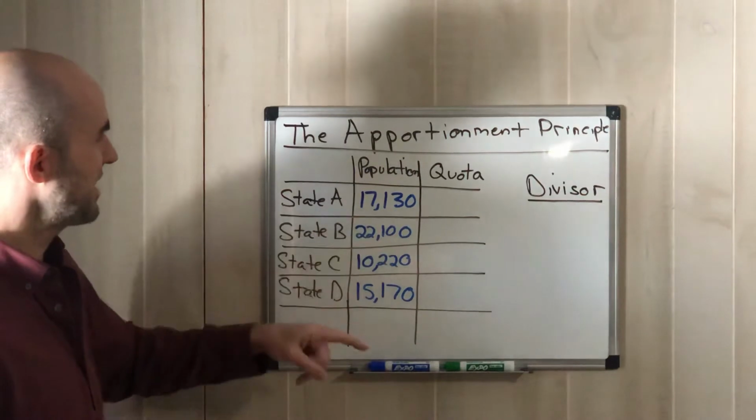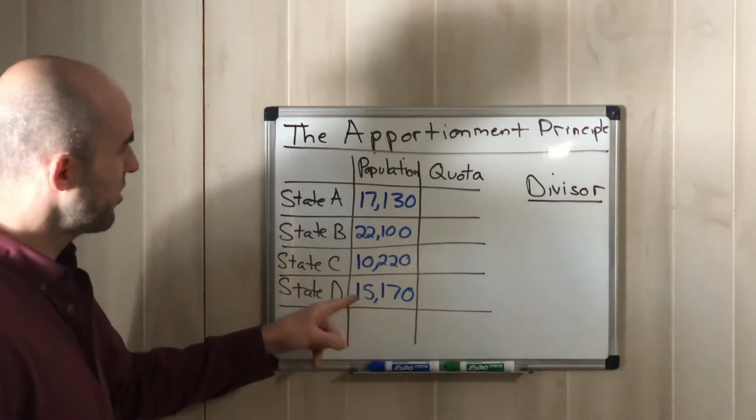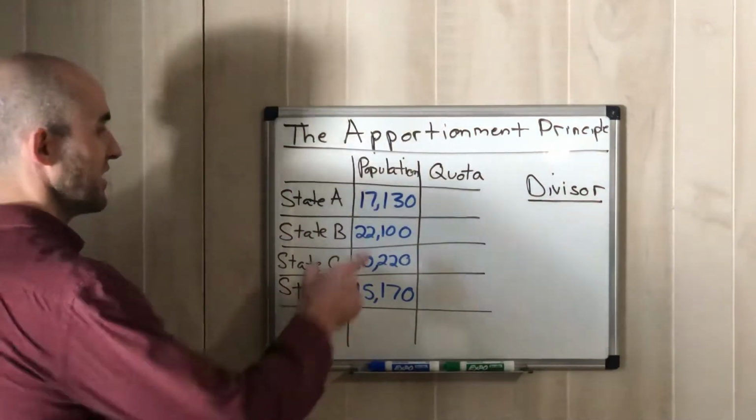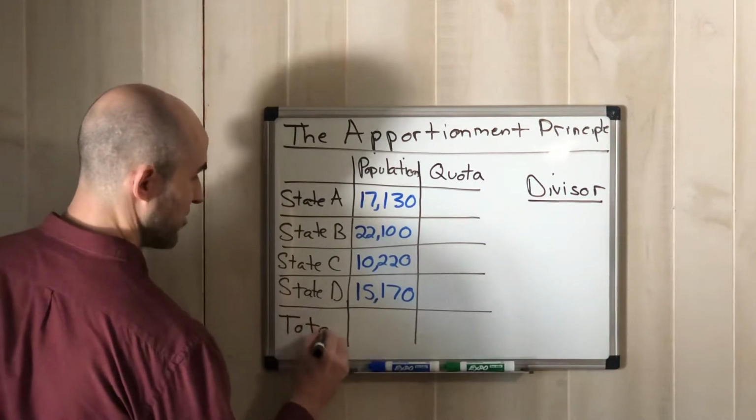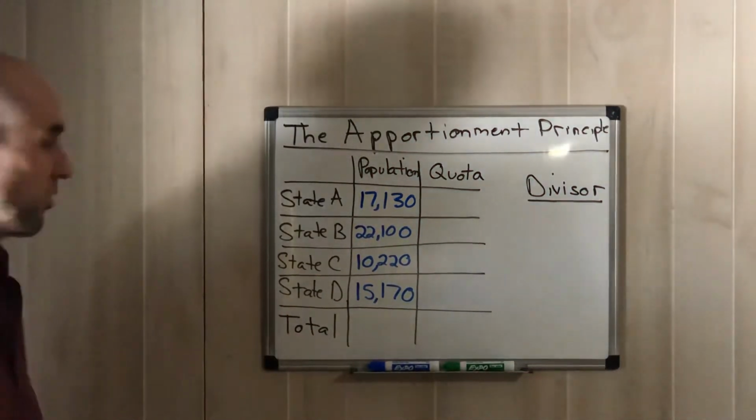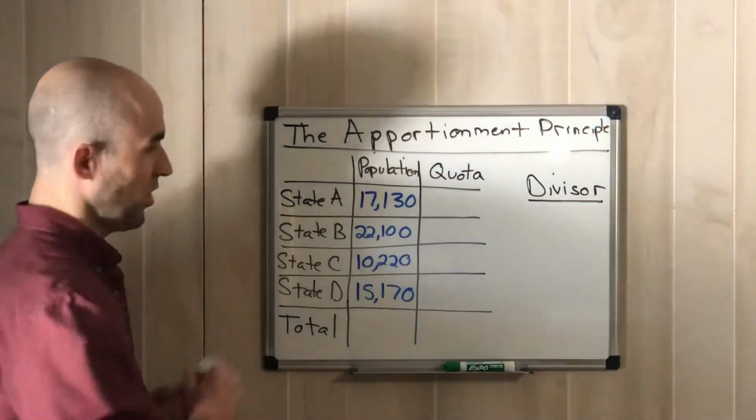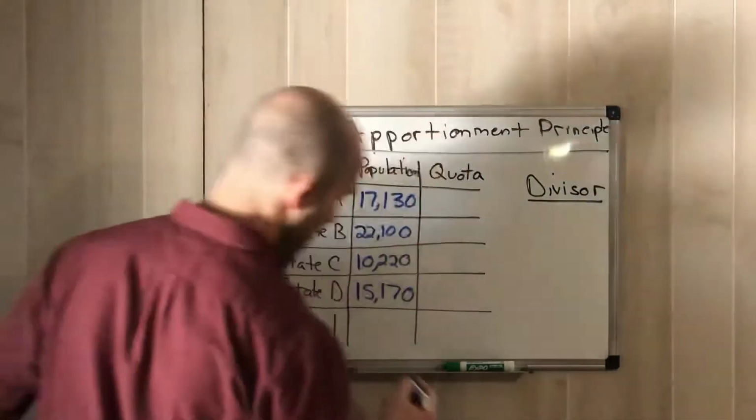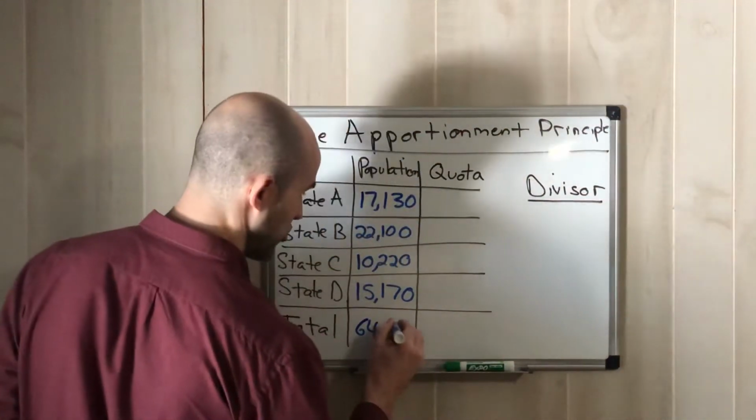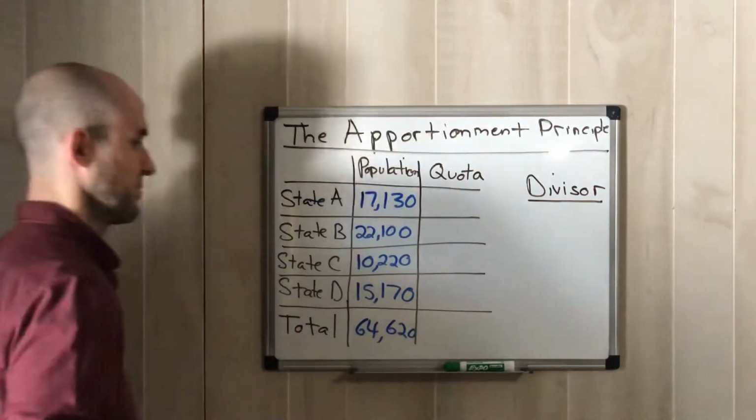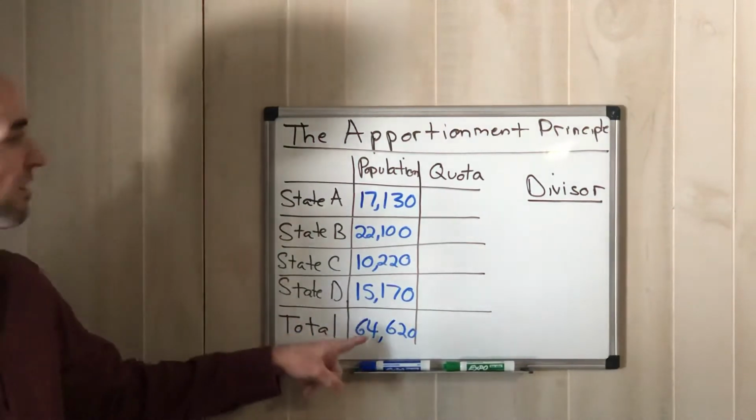So we have 17,130, we have 22,100, we have 10,220, we have 15,170. To figure out the total population, which is always the first thing that we have to do, we have to figure out how much we're actually working with total. We would take all 4 of those numbers and add them up. And once we add up all 4 of those numbers, it's going to end up giving us 64,620, right?